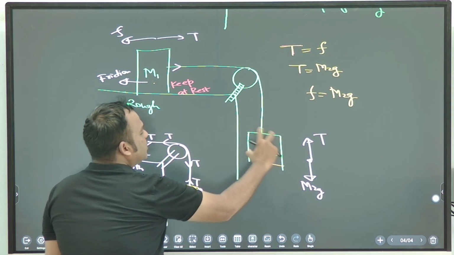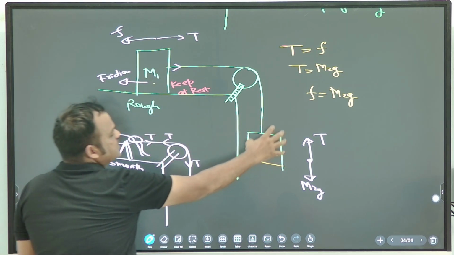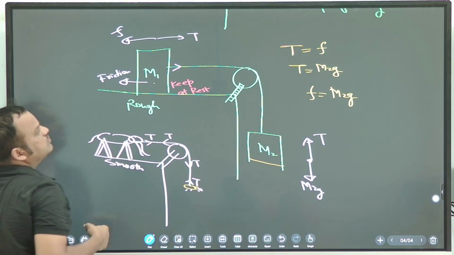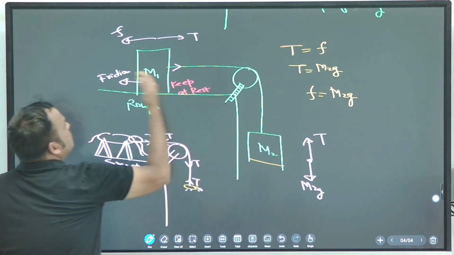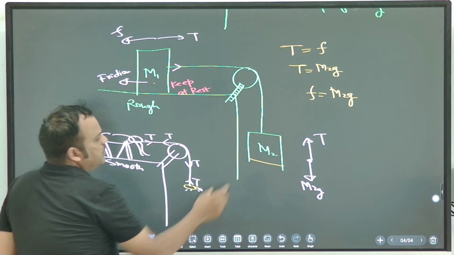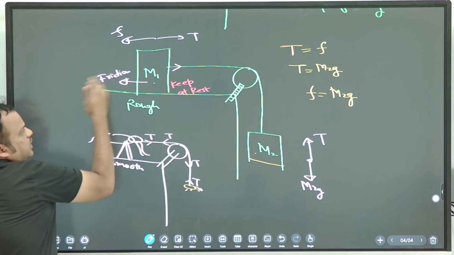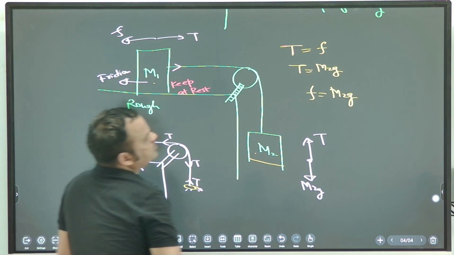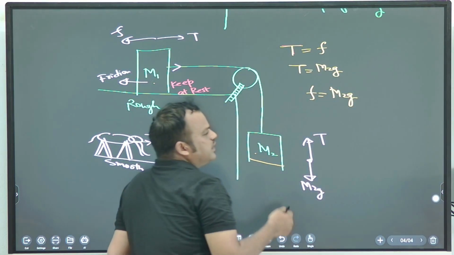Whatever the weight of this block, friction is equal. Suppose the weight is 10 Newton, so the friction here is 10 Newton. If the weight is 20 Newton, the friction is 20 Newton. If this mass is 3 kg, how much friction here? 30 Newton. Good. So friction is M2G. Okay, clear?